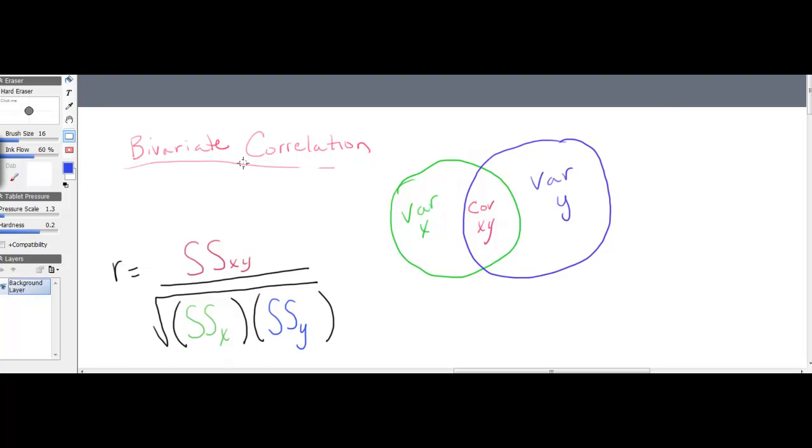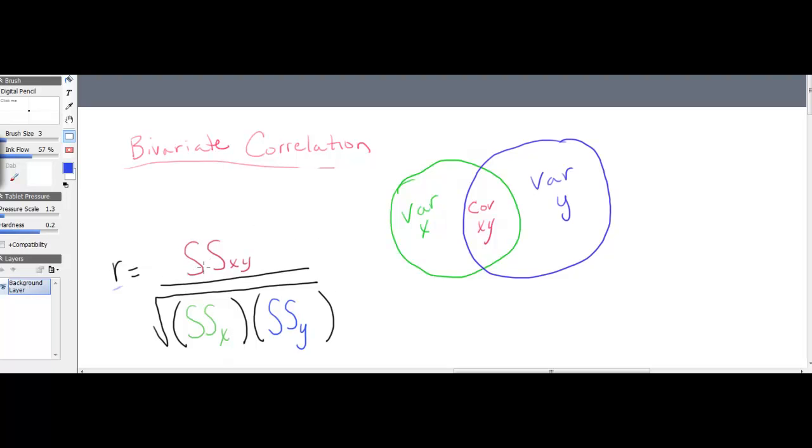All right, so a correlation will tell us the degree to which two variables are related. So again, we're going to get an R statistic. That's what R stands for, correlation. We're calculating an R statistic. Here is the formula for it.